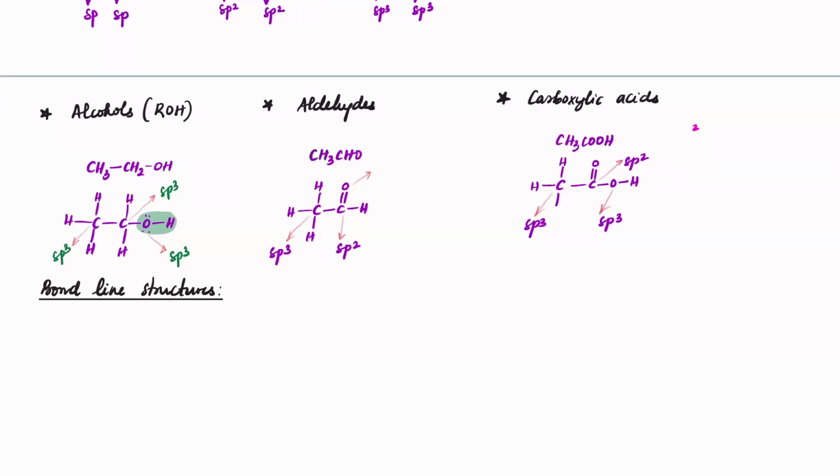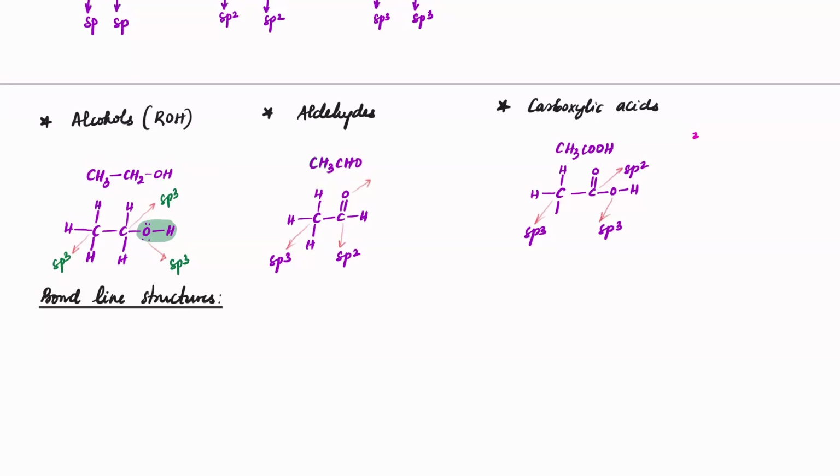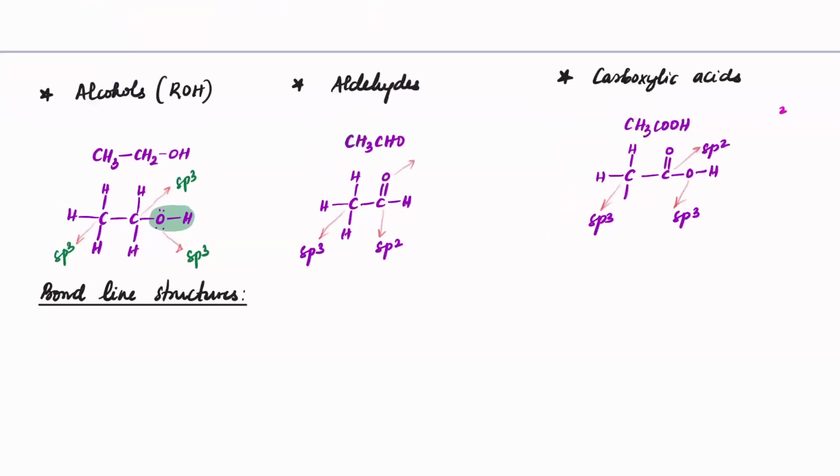Sir, yes, beta. In carboxylic acid, won't carbon have a lone pair? Carbon, no, beta. Carbon does not have any lone pair. Clear?